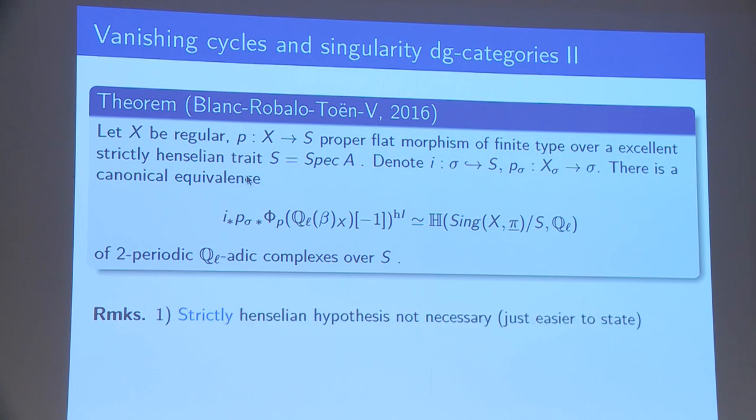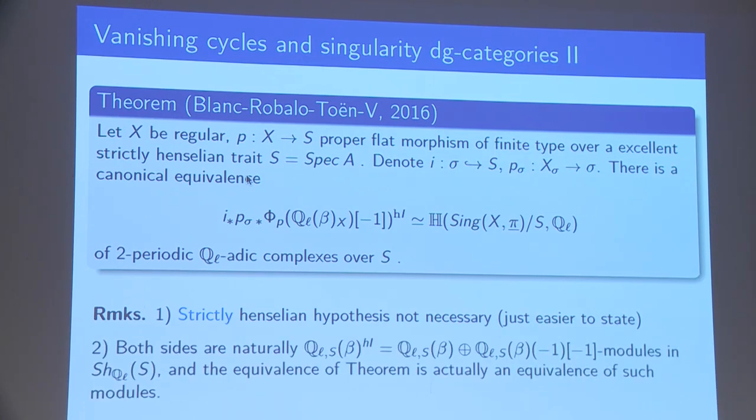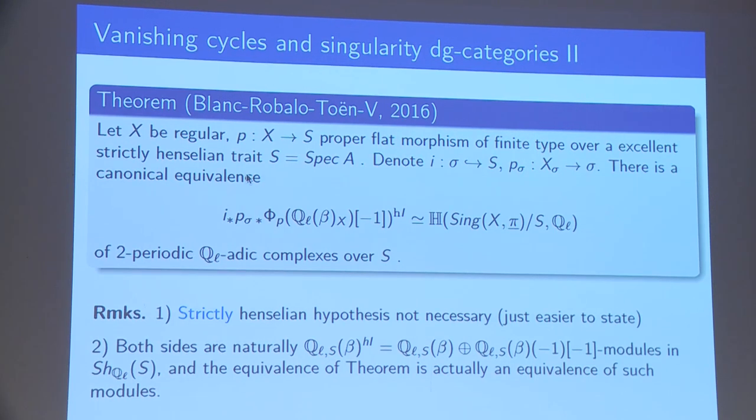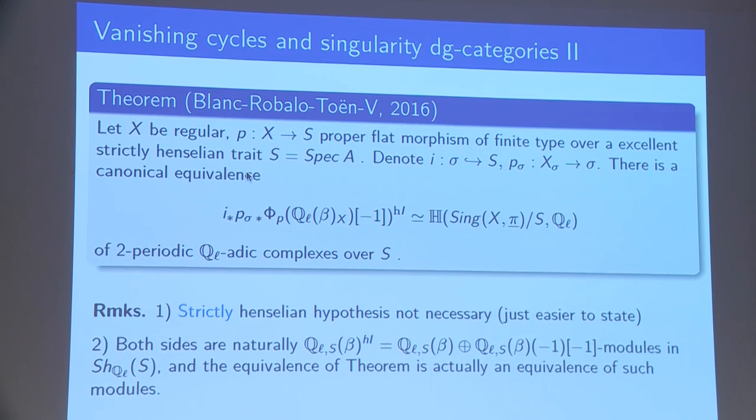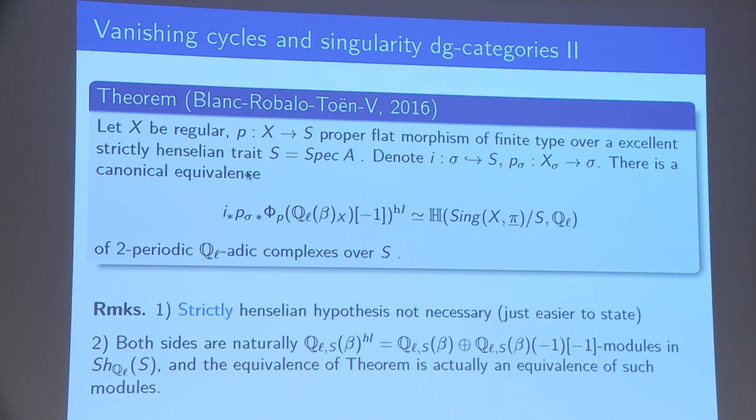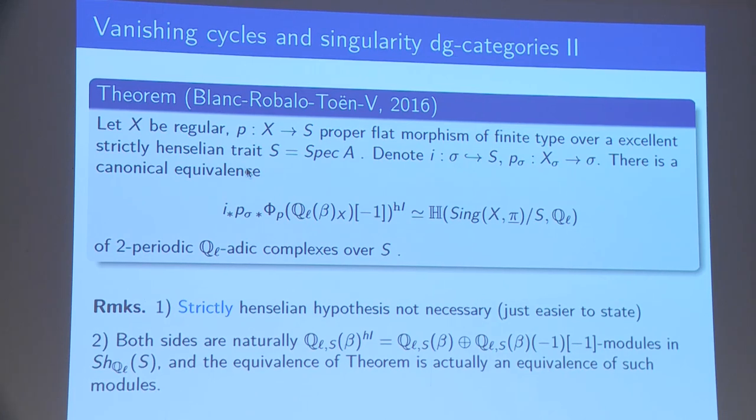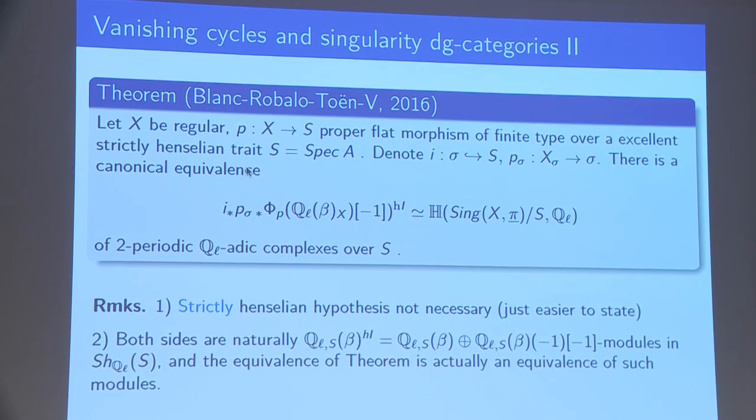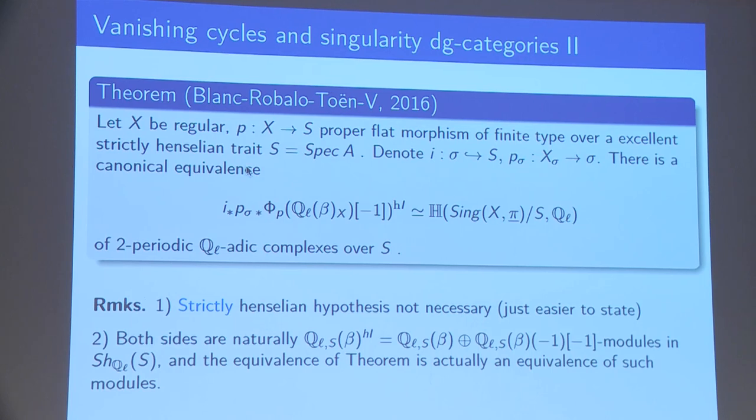Okay, a remark is that strictly Henselian is just because it's easier to state the theorem, but you don't need it. I mean, it just has to be excellent and Henselian. Both sides are naturally modules over the homotopy invariants of Q_l with respect to the inertia, which by the computation Marco showed is the same thing as this algebra written there. This is an infinity algebra in ell-adic sheaves over S, and the equivalence of the theorem is actually an equivalence of modules over this.